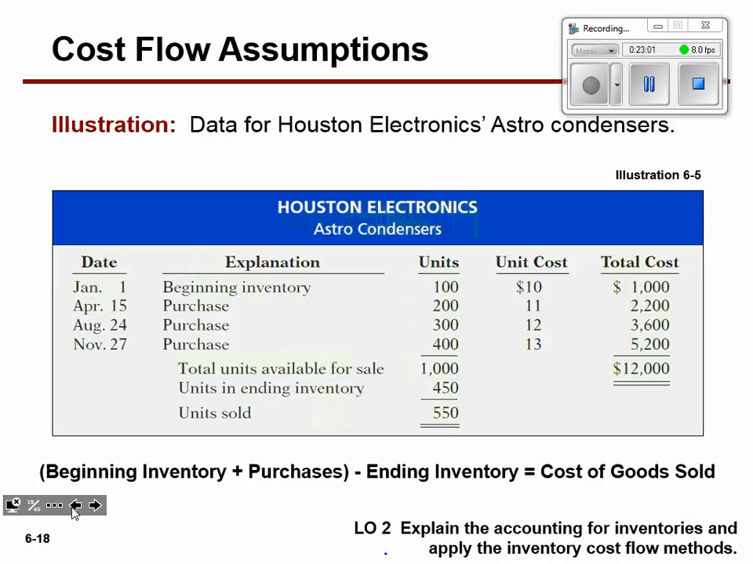Let's first analyze what we've got going on here. Are we still selling TVs? What are we selling here? We're selling condensers. Houston Electronics Astro condensers. Why don't they give us, like, puppies or something? But whatever. So we first have to figure out, I have to grab one handout at the printer. Hang on.